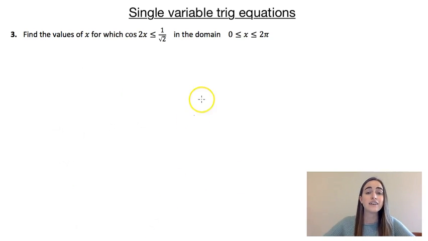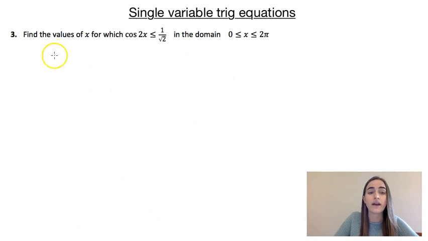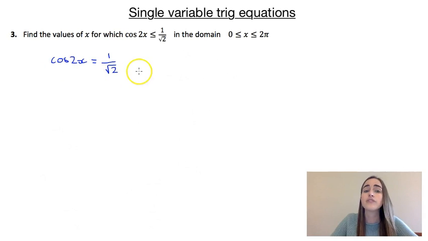Our last example is actually an inequality instead of an equation this time. So it asks us to find the values of x for which cos 2x is less than or equal to 1 over root 2 in the domain 0 is less than x is less than 2 pi. So to do this, we're actually going to look at the equation first of cos 2x is equal to 1 over root 2. We're going to solve that, and then we can use those values and a sketch to help us answer the inequality.